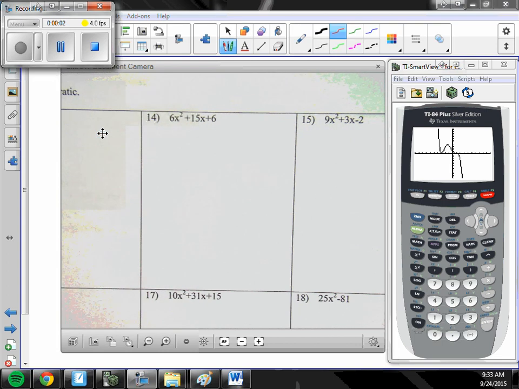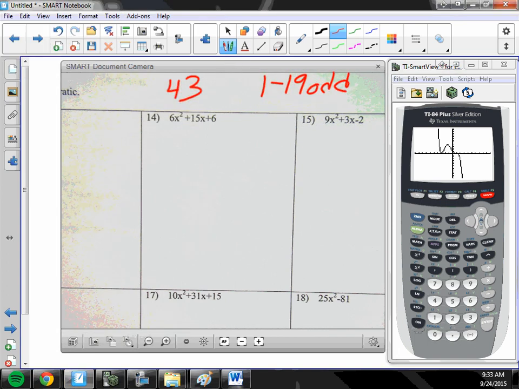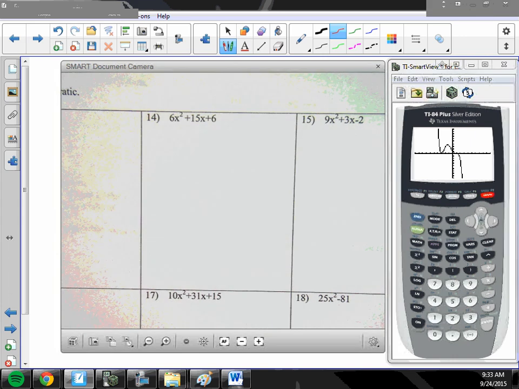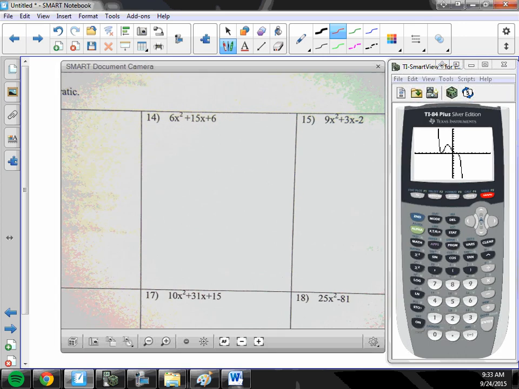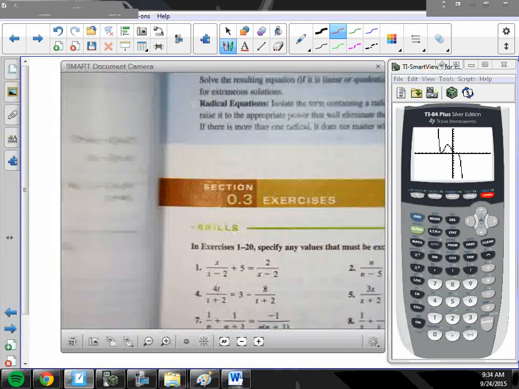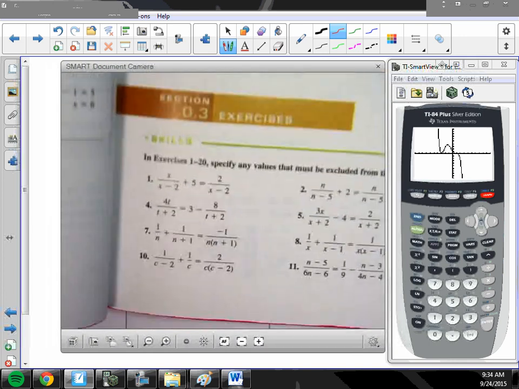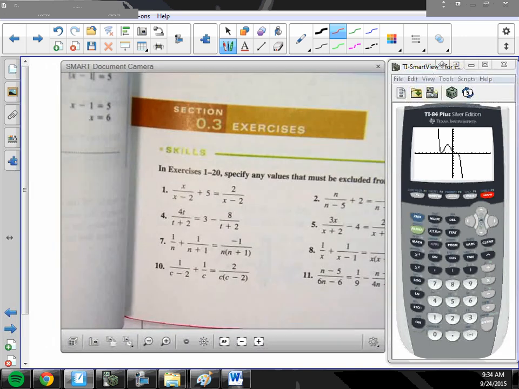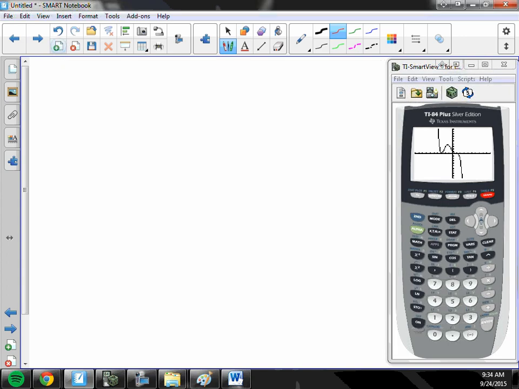So today we're going to do page 43, 1 through 19 odd. If you open to page 43, you'll notice that we're going to deal with rational functions again. So you see fractions that have variables in both the numerator and in the denominator. And we did this last year. So let's have a quick refresher.